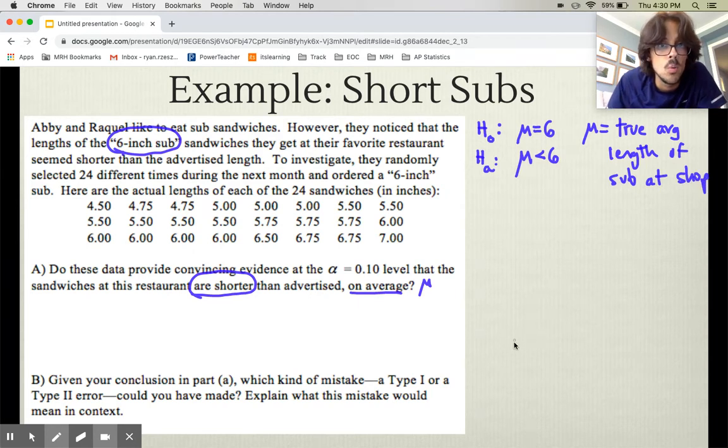Presumably they did this all at one shop right here. I kind of skimmed the wording here. Yeah, it's at their favorite restaurants. So that's going to be our state step.